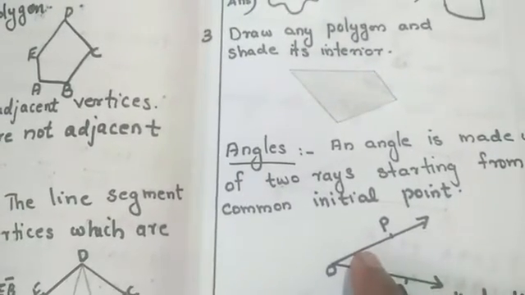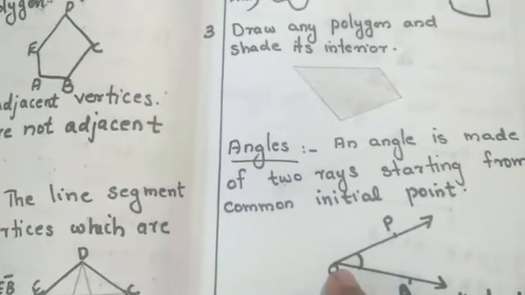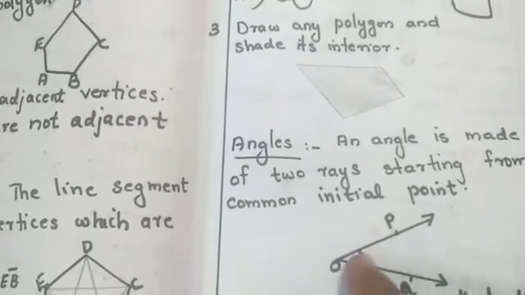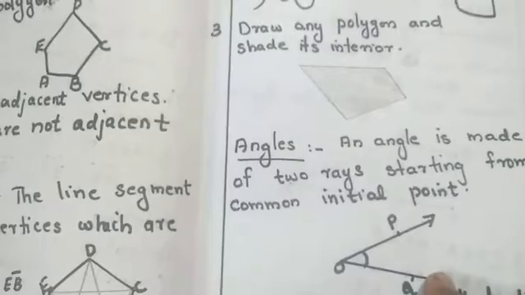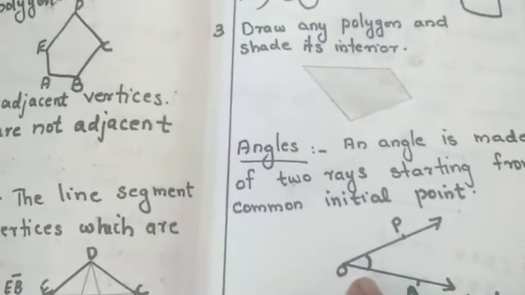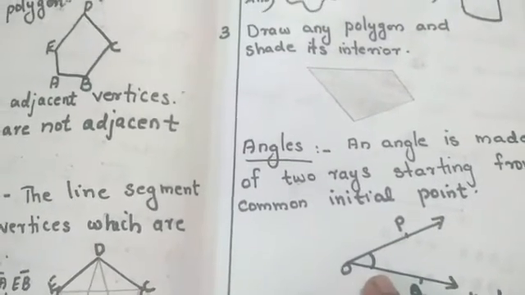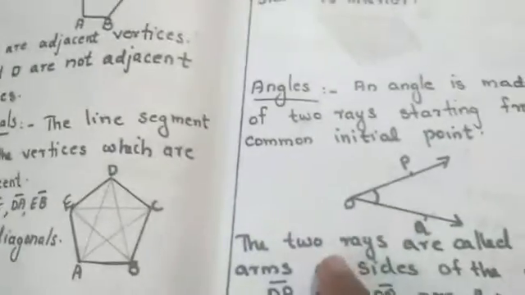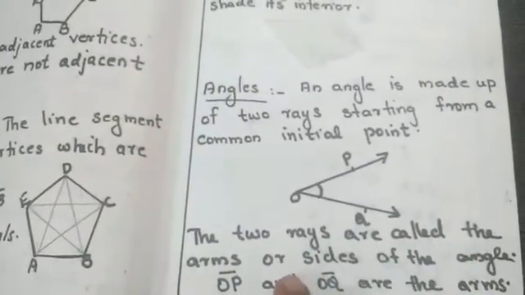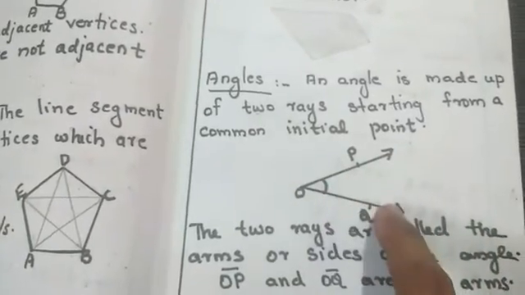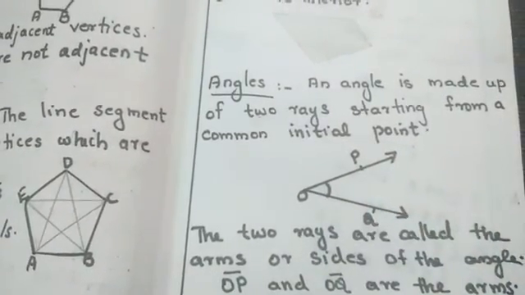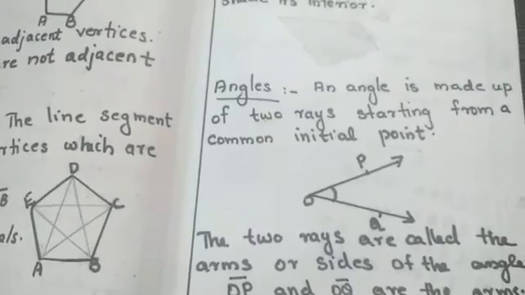Okay. So an angle is formed by two rays. These are the rays. These rays are the sides or arms of the angle. So the two rays are called the arms or sides of the angle. Here OP and OQ are the sides of the angle POQ. Okay.